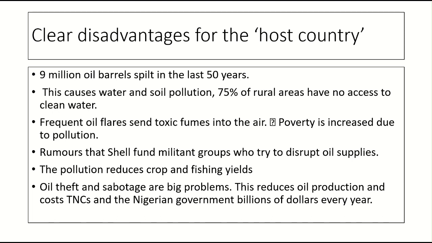So why may TNCs actually have disadvantages for what's called the host country? Now, Nigeria are the host country, and let's go through some of the ideas here. Shell have spilt 9 million oil barrels in the last 50 years. The frequent oil flares send toxic fumes into the air, and poverty can increase due to that pollution. There's rumours that Shell are funding militant groups, and in addition to that as well, there are many human rights concerns with Shell and what they do for the local people.